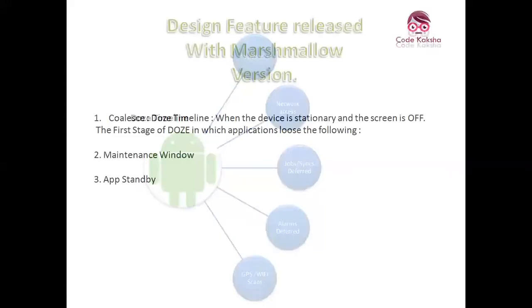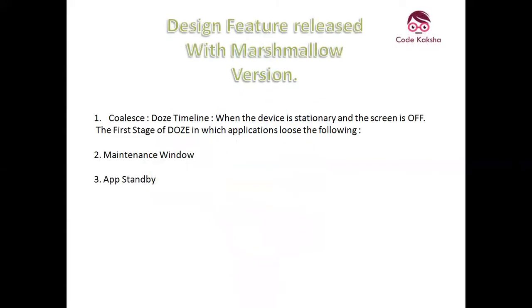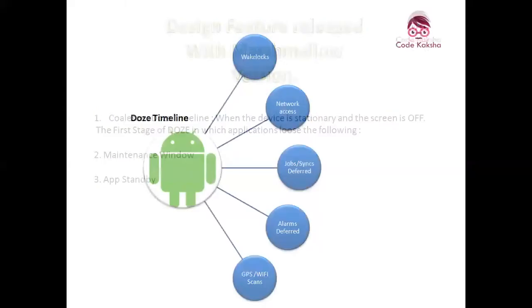So we'll see what the maintenance window is. This window is where all the background activities get batched. There is a need to balance battery life and the users' content that needs to get refreshed. And after that, we have app standby. So what is app standby?